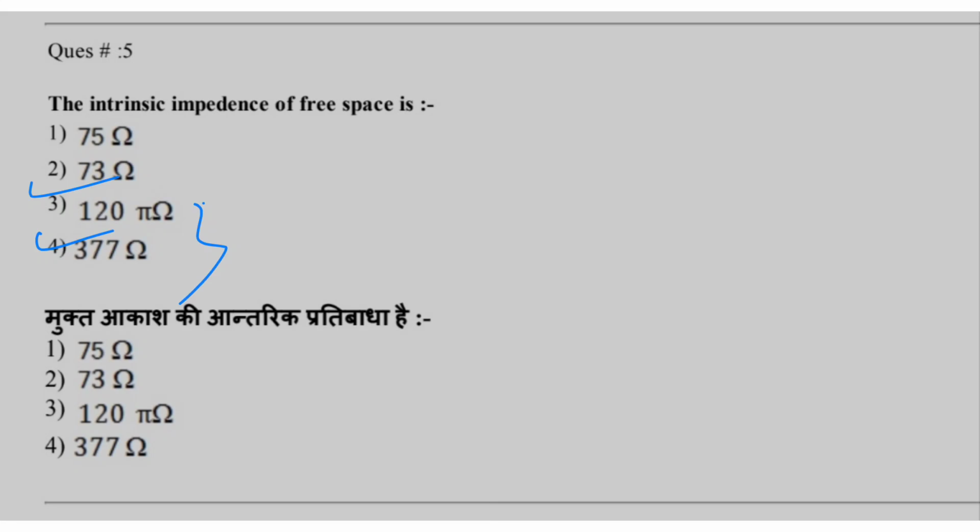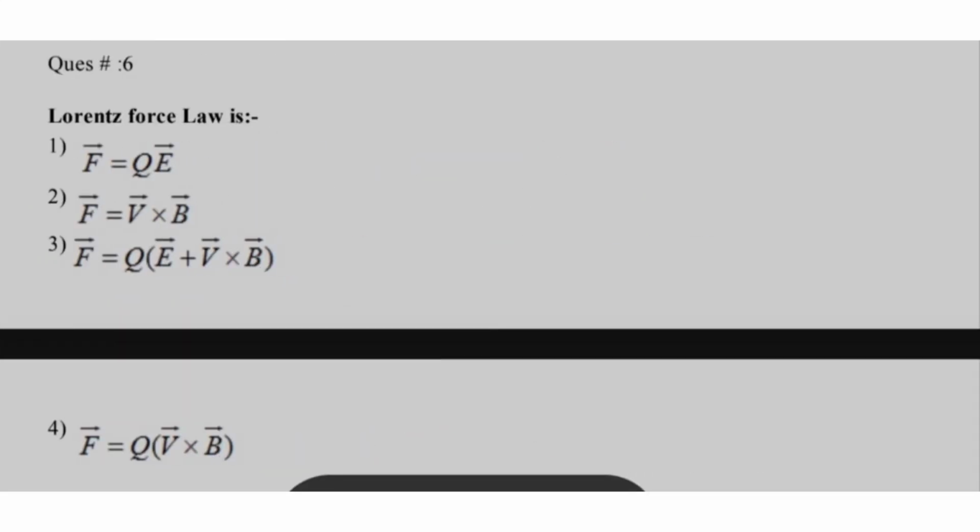Next question, Lorentz force law is. So options: F equal to Q into E, F equal to V cross B, F equal to Q into V plus V cross B, and F equal to Q into V cross B. The Lorentz law states that a charged particle moving in the presence of electric field E and magnetic field B experiences a force given by F equal to Q into E plus V cross B.